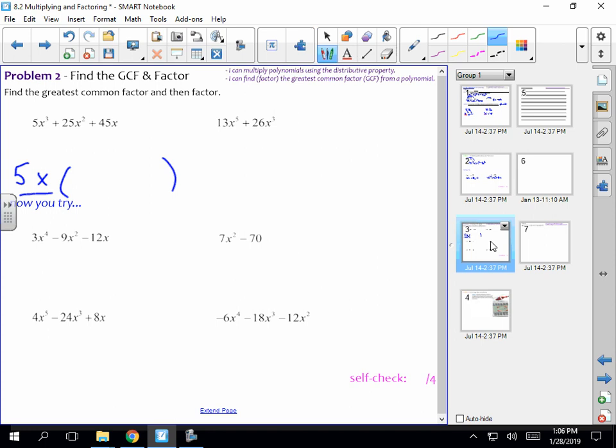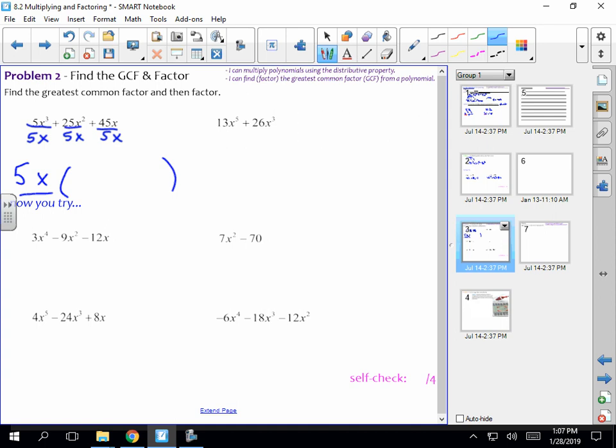Yeah. And the division looks like this. Take the 5x to the third, divide it by 5x. You put the GCF under the 5x, under each of the terms, yes. So, what's 5x cubed divided by 5x?